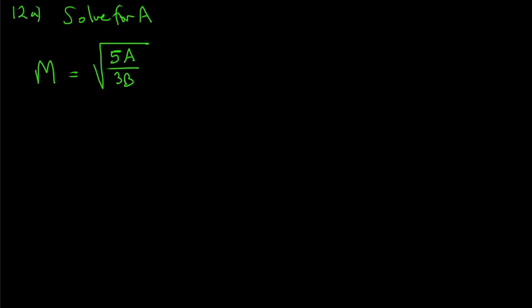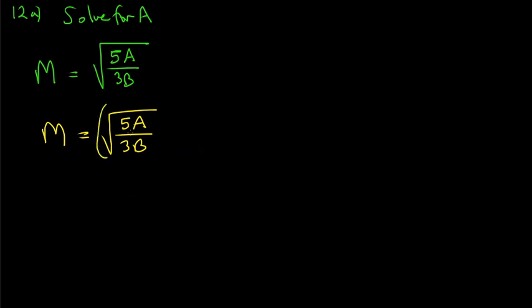Okay, 12a, solve for a, the variable a. We have m equals the square root of 5a over 3b. So how do we solve for a? Well, the first thing I would think about here is I want to get rid of the square root. And it is isolated, right? Now it's on the wrong side. It should be on the left, but it doesn't matter. As long as there's the square root, and nothing else attached to it. If there was a plus 3 here, you would have to subtract that 3 first.